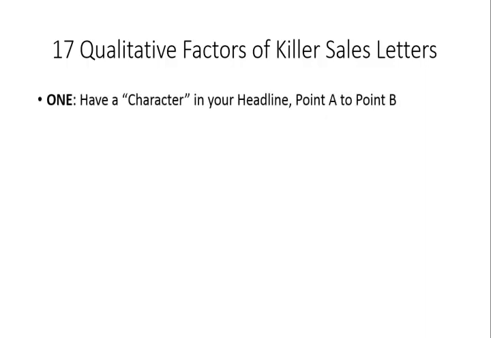Now, principle 1. You want to make sure that you put a character in your headline, someone that your buyer can relate to. In general, one of the best ways to illustrate that character is to give them a point A to point B result-oriented story, something where they started out one way and ended up another way. Communicating that in your headline is a way to grab your prospect's attention.